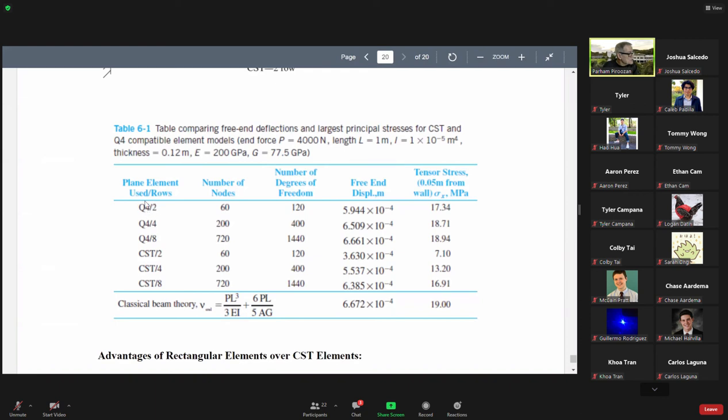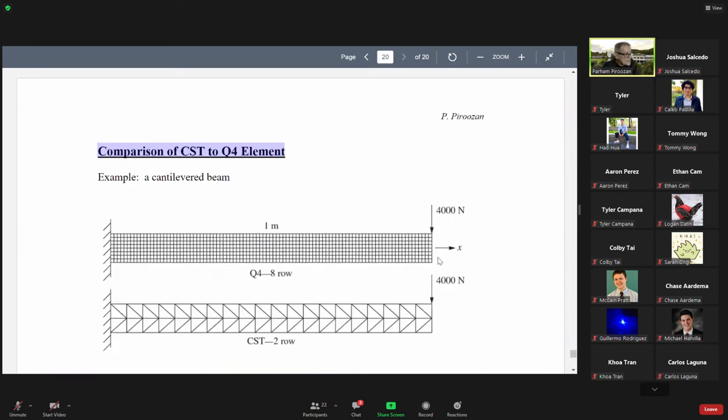These are Q4 rectangular elements with 2 rows, 4 rows, and 8 rows, and constant strain triangular elements with 2 rows, 4 rows, and 8 rows. The number of nodes here is 60 nodes, 200 nodes, and 720 nodes, and the same for triangular elements: 60 nodes with 2 rows, 200 nodes with 4 rows, and 720 nodes.